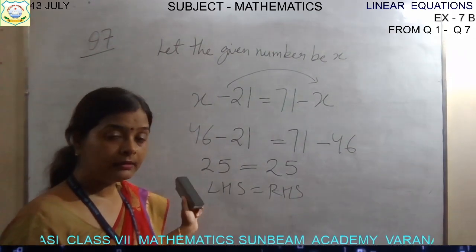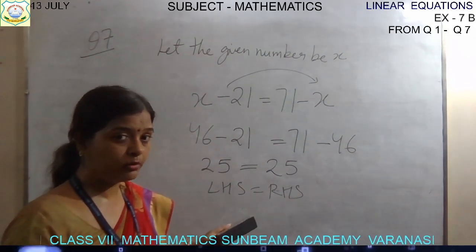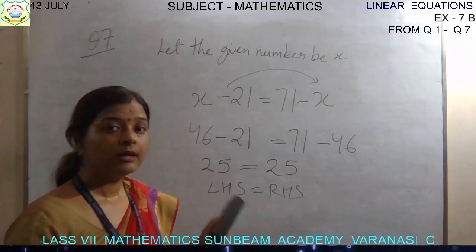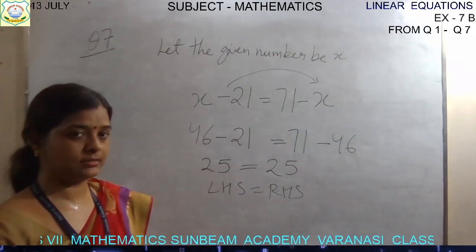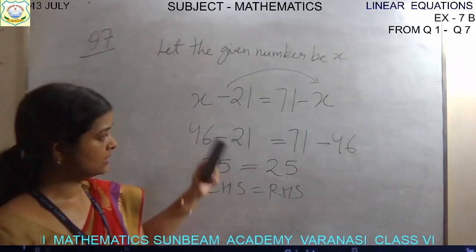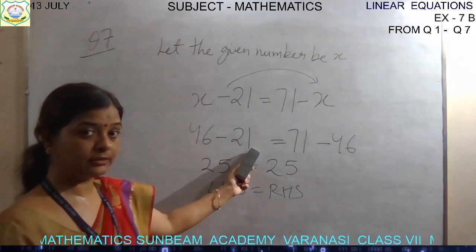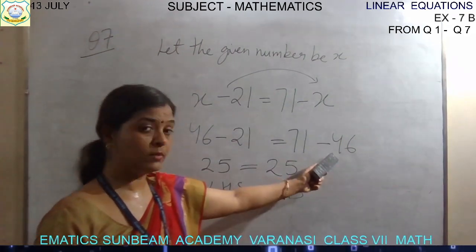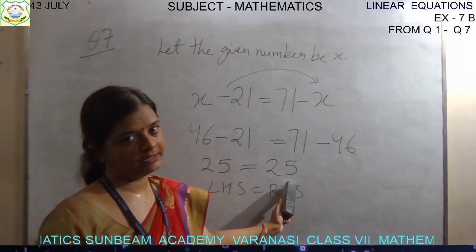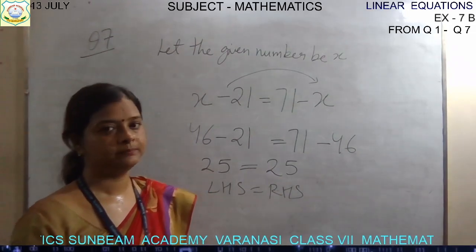Now after finding the value of x as 46, what will you write? Hence the given number is 46. Clear? 46 is as much greater than 21. How much is it greater than 21? 25. And how much is it smaller than 71? 25. And both are equal.